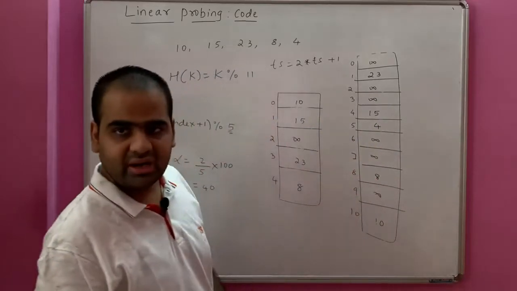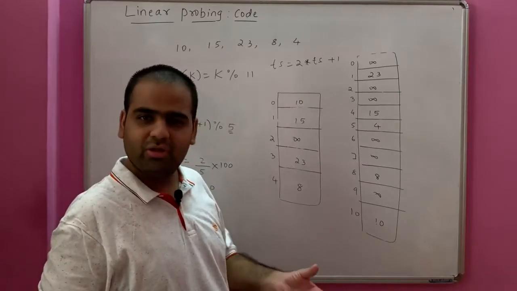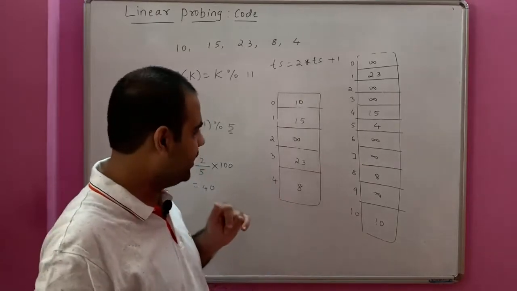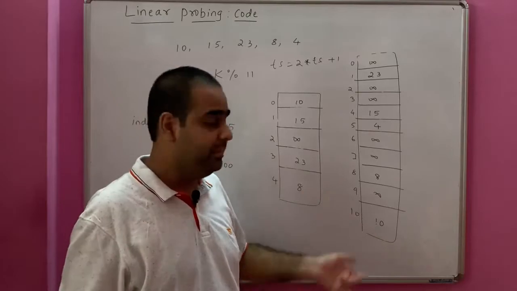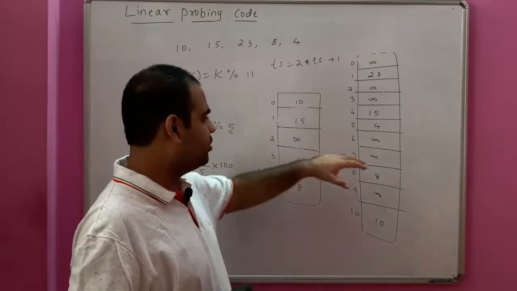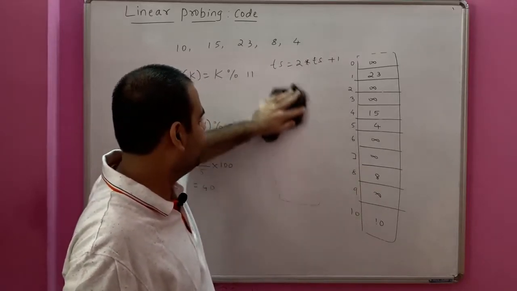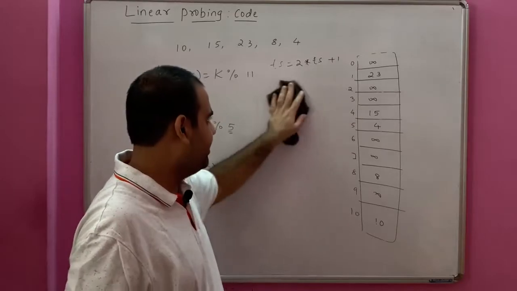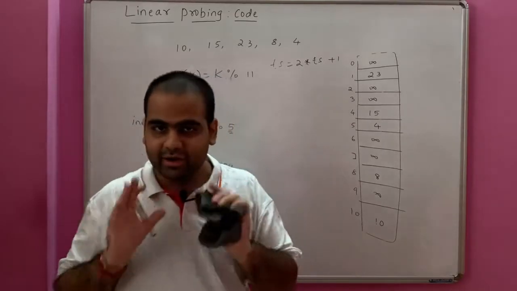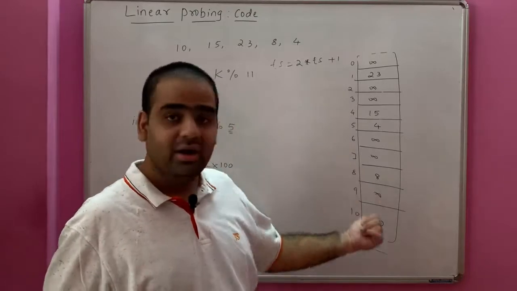Now, if you calculate alpha, it is 5 divided by 11 into 100. It is approximately 52% or something, or 55% maybe. It's not greater than or equal to the threshold. Therefore, there is no need to rehash, but the previous hash table has to be deleted. Now, if it has to be deleted, then this table has to be allocated dynamically. I hope you are understanding it.